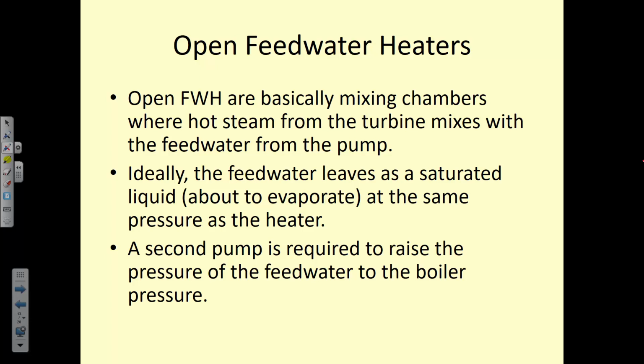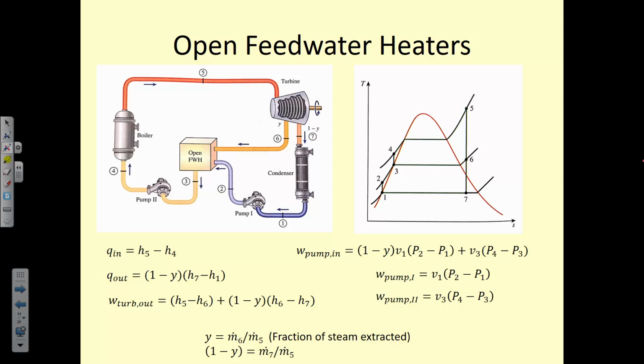But in doing this, we have to add an additional pump into our system. Because as we bleed off some of the steam from this turbine, we'll have to pump fluid up to the feed water in order to mix that liquid with the steam. And then once it leaves the feed water heater, we have to pump again to increase the pressure up to the boiler pressure. Because it's not going to leave this feed water heater at the same pressure as the boiler. We need to necessarily increase the pressure.